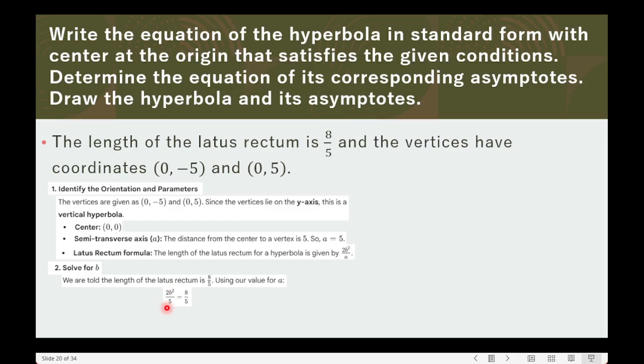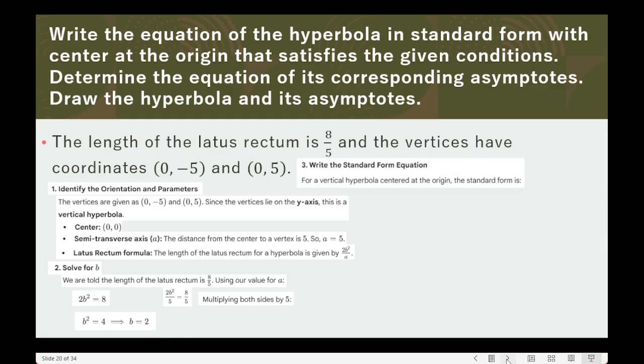So solving this resulting equation for b, multiply both sides by 5 to clear the denominator 5. Then we have now the resulting equation at that point, 2b squared equals 8. So it follows that b squared equals 4. So therefore, our b equals 2. Okay. So we have a, which is 5, and b equals 2. And with that, we can now write the standard form of the equation of this hyperbola.